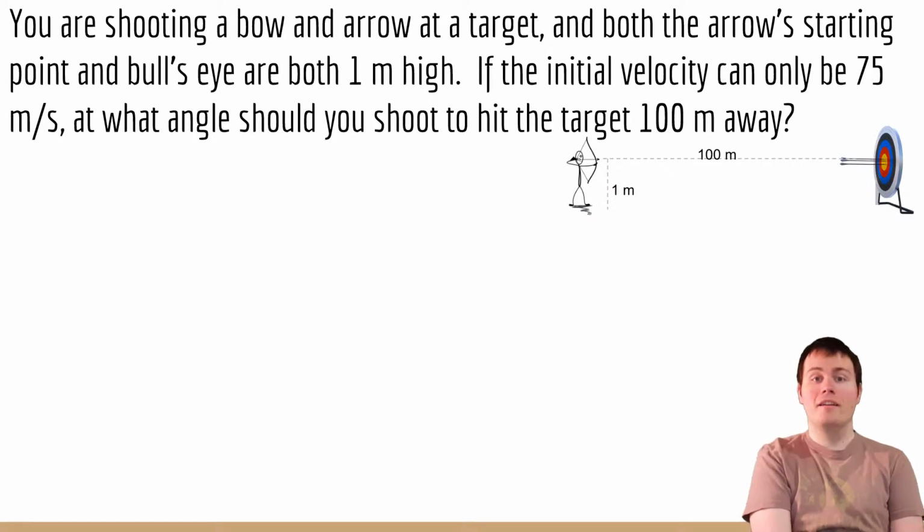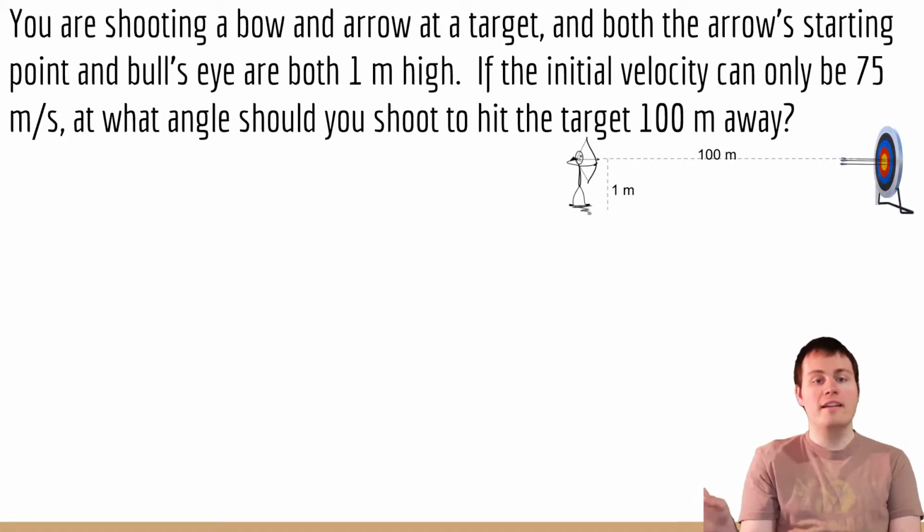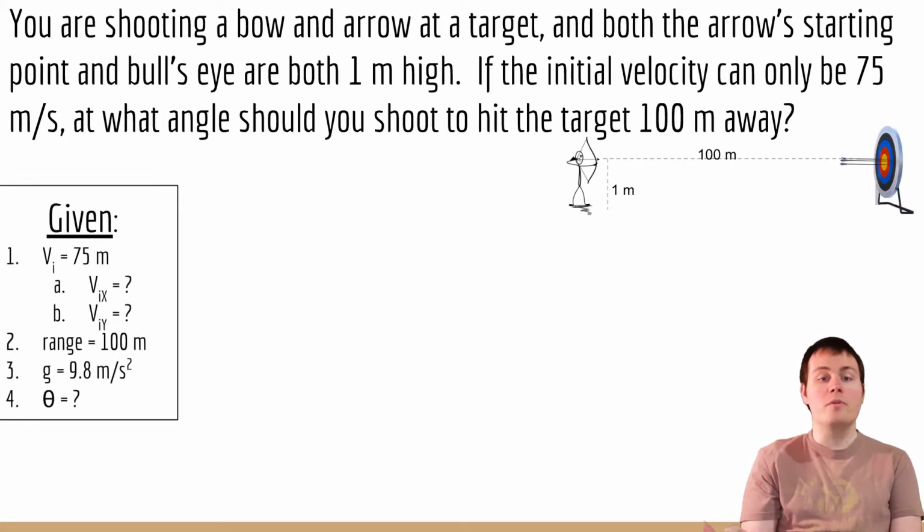Welcome back. First thing I always like to do is write all the things that I know off to the side. In this case, we know that the initial velocity has to be 75 meters per second. However, we don't know either the x or the y component of it. And we know that the range has to be 100 meters. And we know that we're on Earth, where gravity is 9.8 meters per second squared. However, we also do not know the angle at which the shot is fired. That's what we're trying to find.